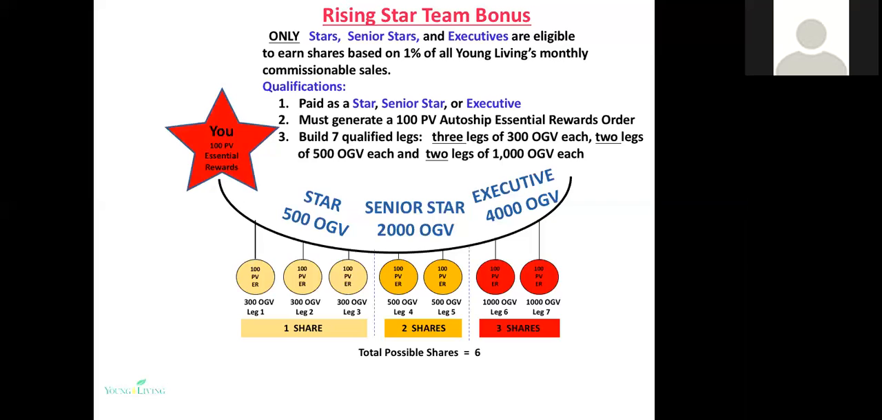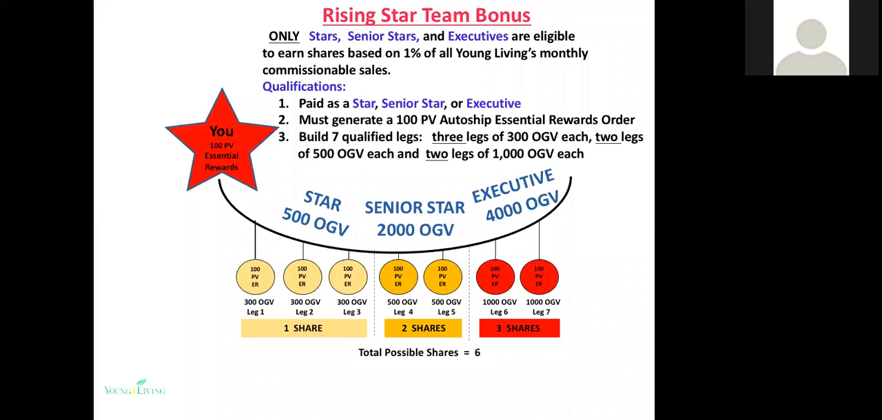So this is a fantastic bonus to build towards, and it helps to build that foundation that's needed within an organization so that you can reach the level of Royal Crown Diamond, which sometimes can seem a little daunting, but then, if you just start with the foundation, that can help you to build to that higher level.